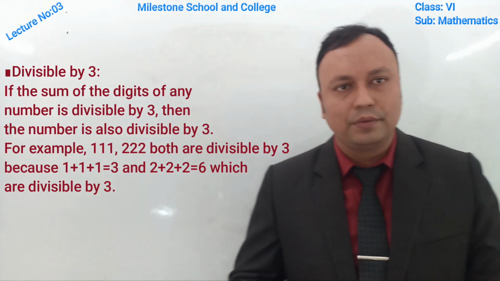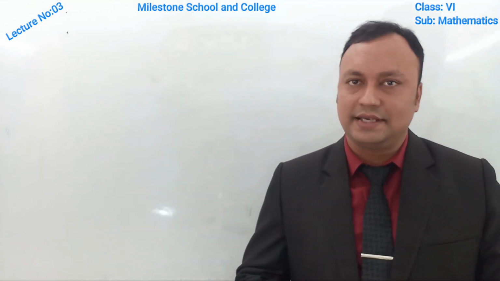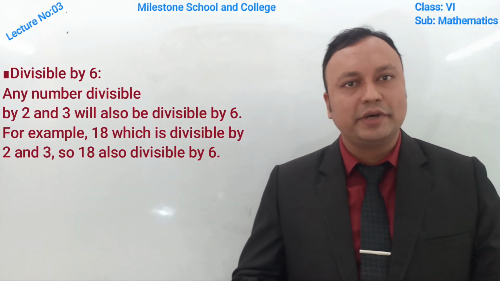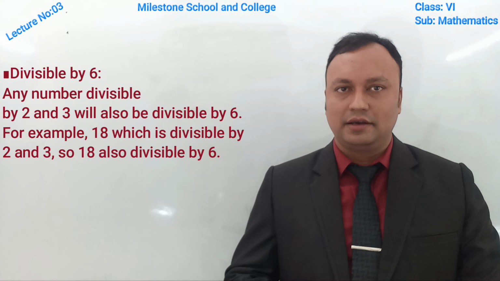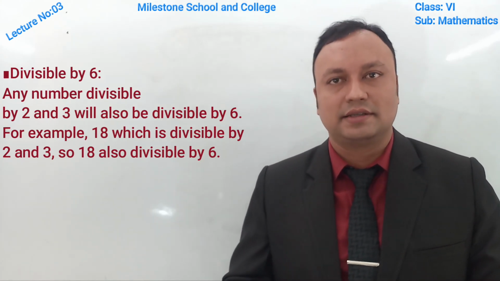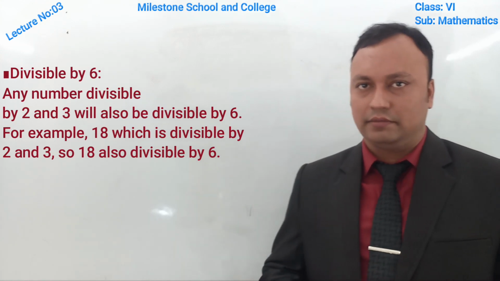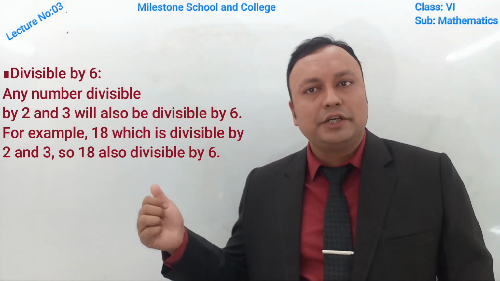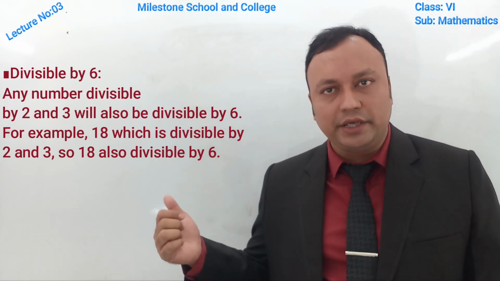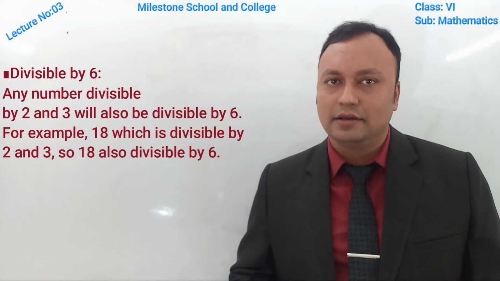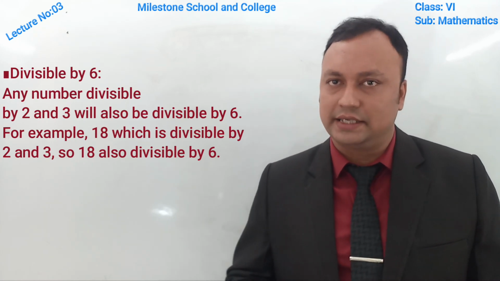So now, divisible by 6. Any number divisible by 2 and 3 will also be divisible by 6. Again I am saying, any number divisible by 2 and 3 will also be divisible by 6.